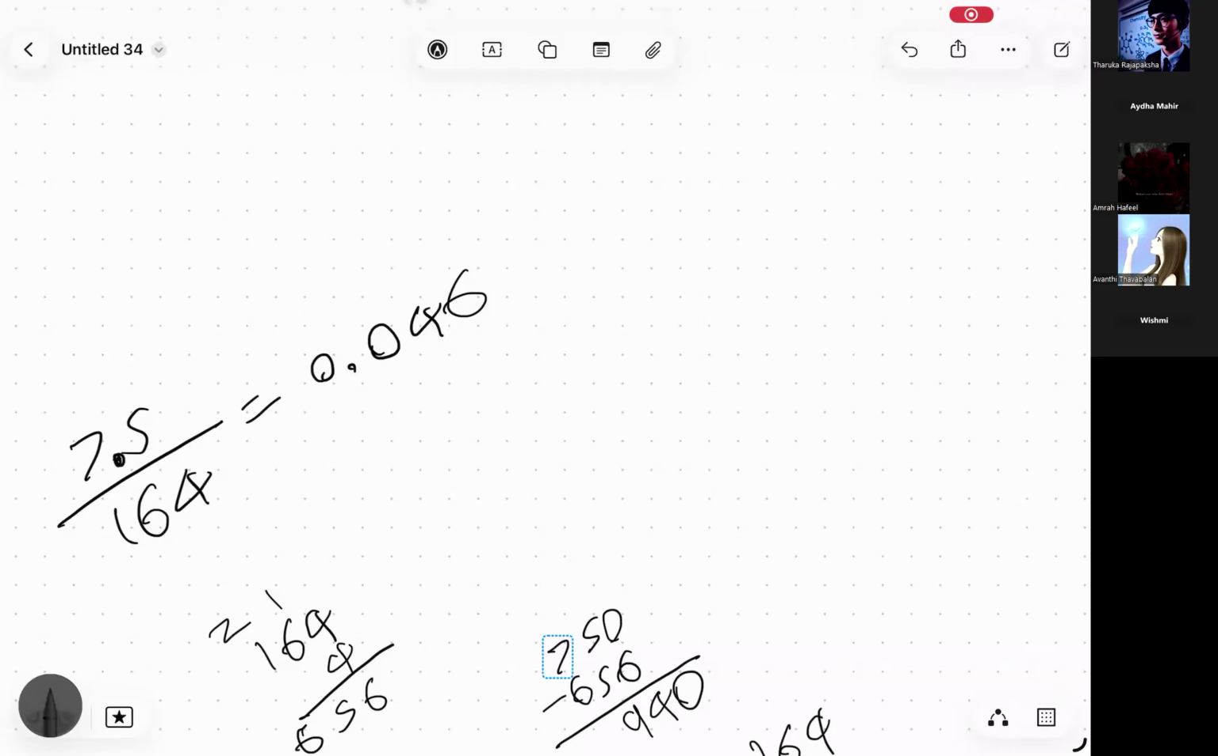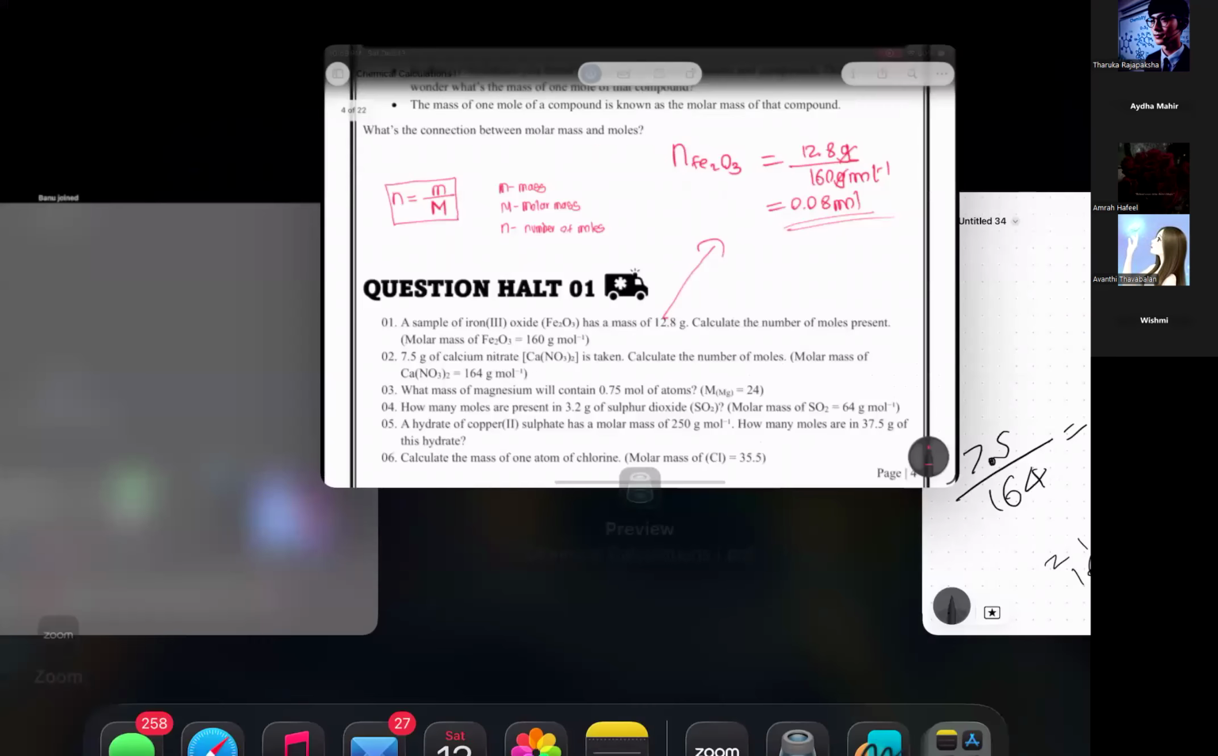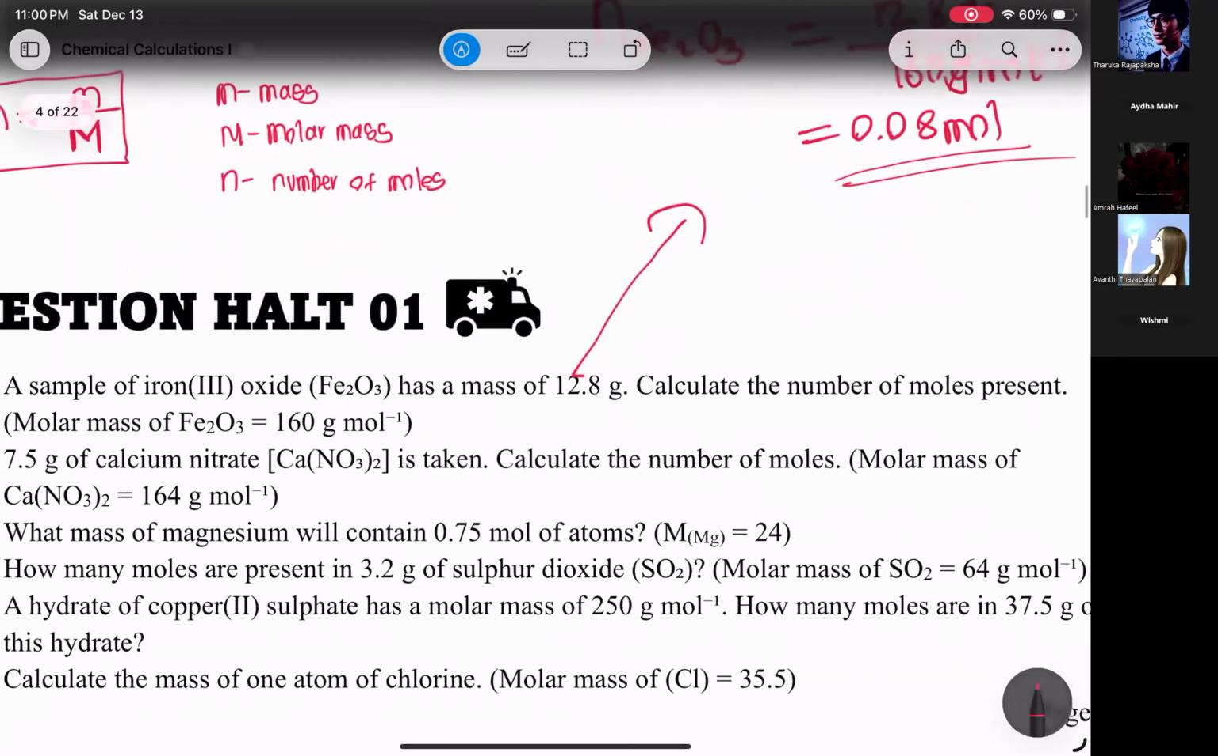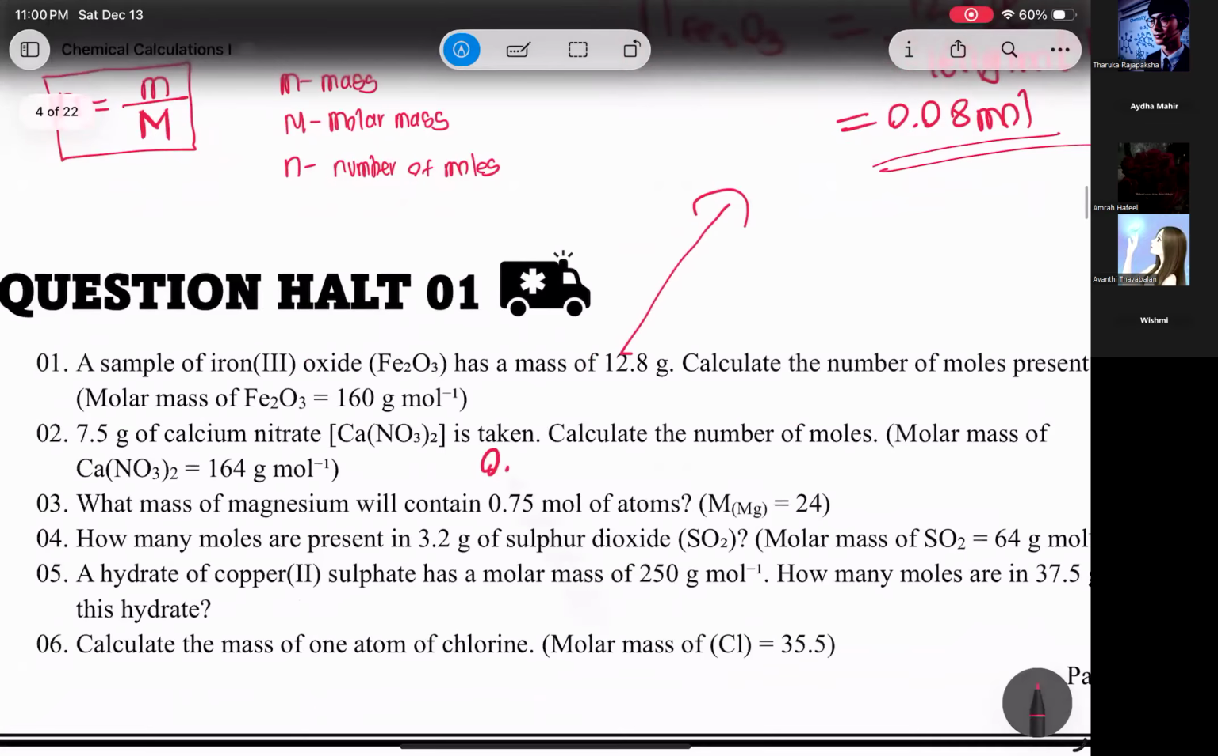Let's look at the calculator and see. 7.5 divided by 164 is 0.0457. When you round off, you get 0.046. So that's the answer. 0.046. That's also possible. Okay.